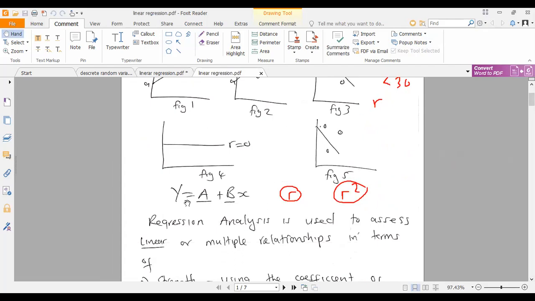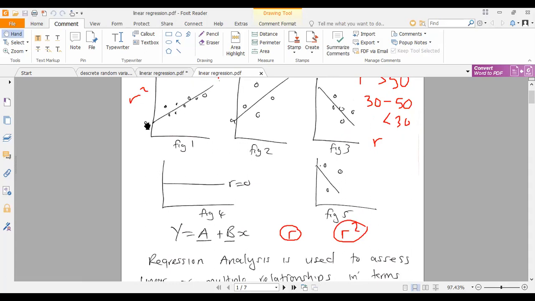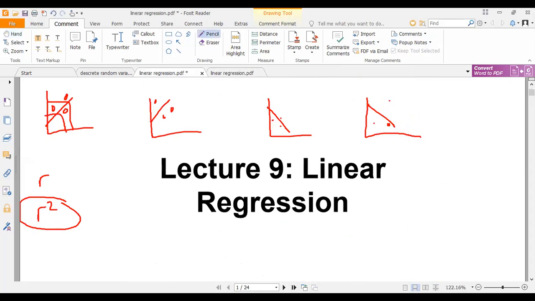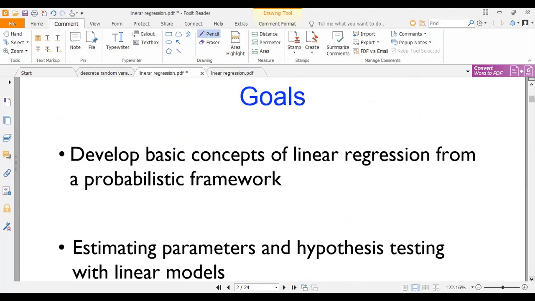So the regression equation is represented by an equation y is equal to a plus bx. A is the cutting point of y. It's called the y-intercept, where it cuts the y. So to understand regression more, you need to understand what a dependent variable and independent variable is.